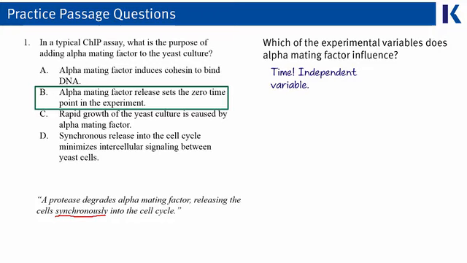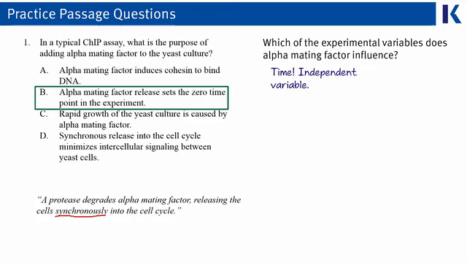That's a fancy way of saying alpha mating factor makes sure the cells move through the cell cycle at the same time. As for the wrong answers, alpha mating factor induces cohesin to bind to DNA. Well, the passage tells us that it's actually formaldehyde that causes cross-linkages between cohesin and DNA. For letter C, rapid growth of the yeast culture is caused by alpha mating factor.